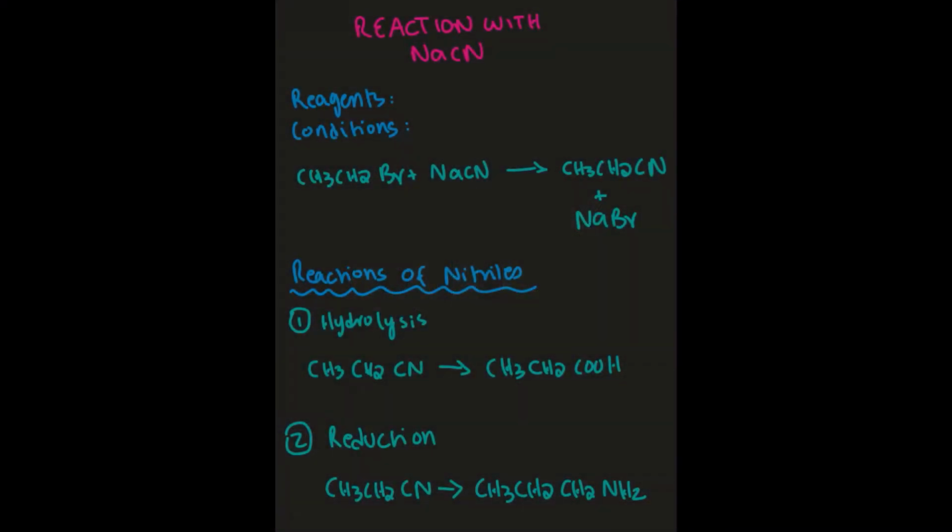Let's talk about the reaction of alkyl halides with NaCN, which is the last type of nucleophilic substitution reaction. For this, your reagents are going to be your alkyl halide and NaCN. And the conditions are that this needs to be dissolved in ethanol and that you need to heat it under reflux.